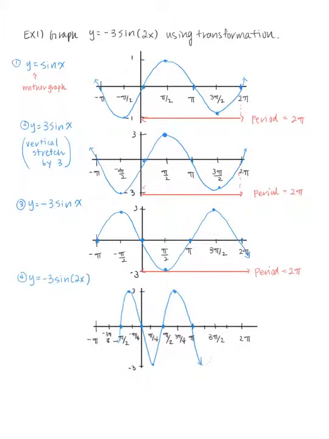Now let's talk about the period of this. Okay, so notice that the period is no longer 2 pi because this graph is going to repeat itself from pi on. I don't know if you can see that. So here, your period is going to become pi.